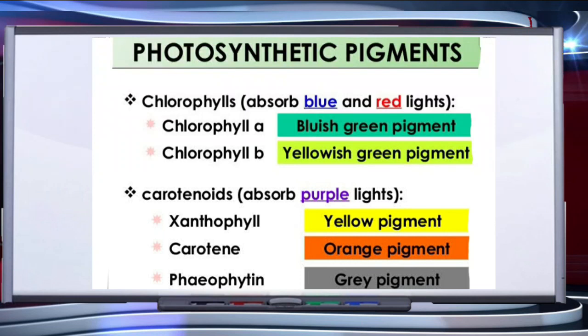Now let's talk about pigments involved in photosynthesis. A chromatographic separation of the leaf pigments shows that there are 4 pigments: chlorophyll A, chlorophyll B, carotene, and xanthophyll. Chlorophyll A is the chief or main pigment associated with photosynthesis, while chlorophyll B and carotenoids act as accessory pigments.